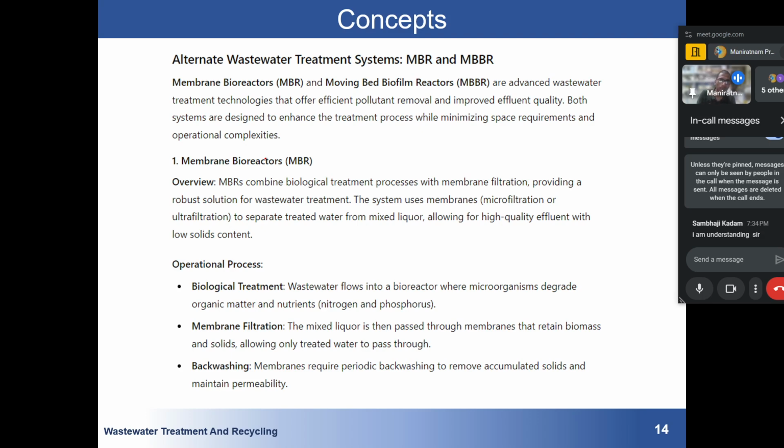If you look at the conventional units, they all require a very large area and a large amount of time. But with advanced research, people have developed some kind of membrane and so on that is reducing space. The treatment process is very fast, but on the other hand it is also increasing the cost. So both have their limitations and advantages.